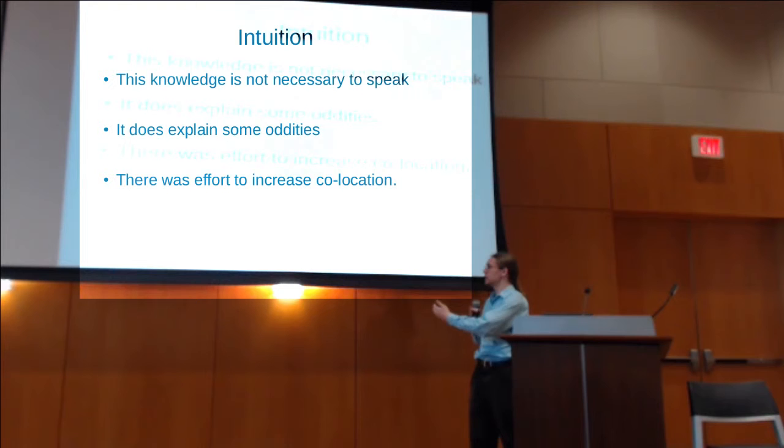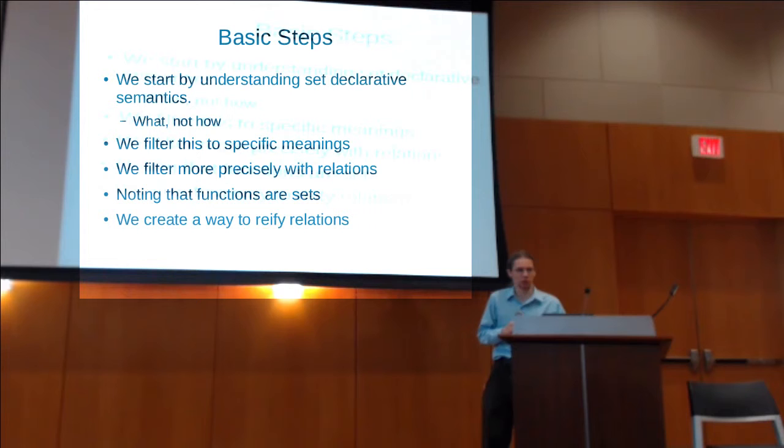structure type of language. So just a quick review, we talked about declarative semantics, right? So we're talking about what, not how, so what happens. And then we filter specific meanings out of it and make these filters even more precise by talking about relations. Then once we notice that functions are indeed sets, we can raise them into separate phrases and we can use these relations to talk about relations themselves.